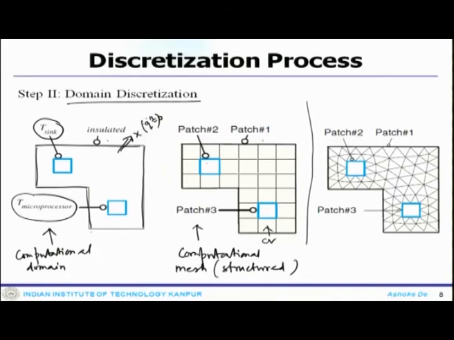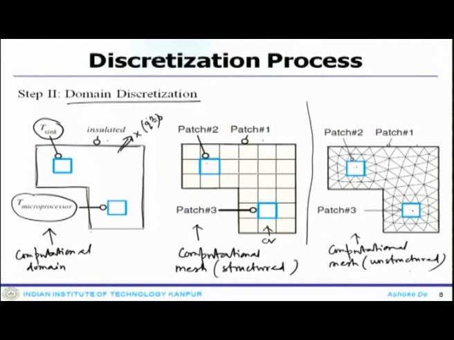The other option is that I can still maintain these two patches, one is the heat sink and the other is the heat source, this is the insulated base, and I can generate an unstructured grid. So, this is also one sort of computational mesh, but it is unstructured.